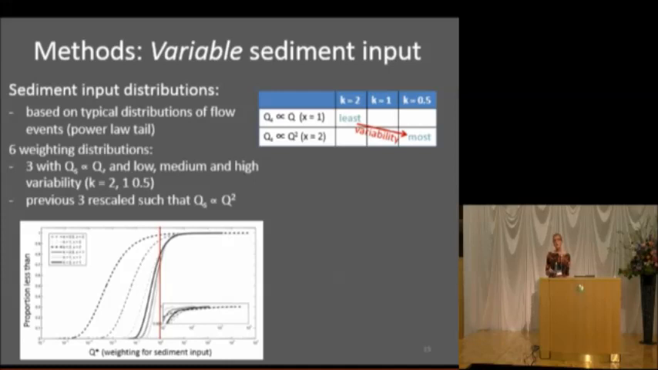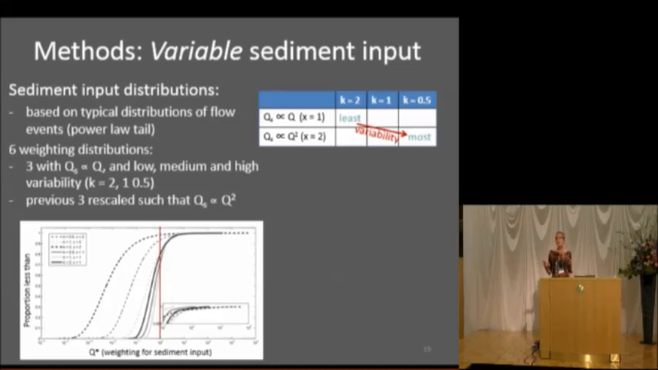So for the model runs I want to show you here, we've been using a variable sediment input. And the way we've been developing this variable sediment input is using a sort of power law distribution. This is the distribution of flow that was developed, I think, for the EROS model by Philip Davy. The distribution we're using has a key parameter called K. Basically, when K is 2, we get very low variability within our discharges. When K is 0.5, we get the highest variability in our discharges. Roughly, this is equivalent to a temperate river, and this is more equivalent to a monsoonal system.